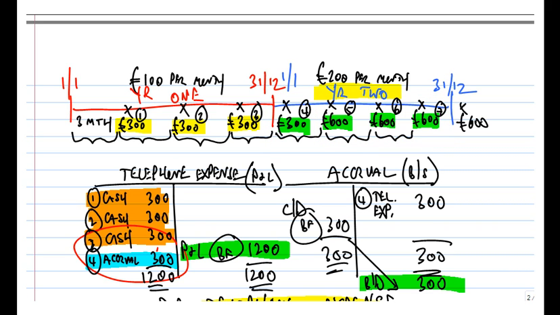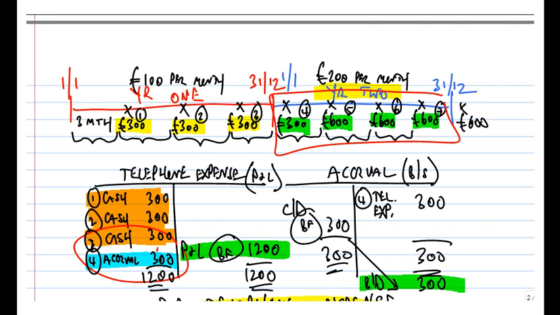Can you imagine? It'd be very easy here to think, well, the telephone expense for year 2 would be 300 plus 600 plus 600 plus 600. Now that would actually give you a total of 2,100. Might sound reasonable. But bear in mind, year 2 is at £200 per month, isn't it? 200 times 12. It should be 2,400, shouldn't it?